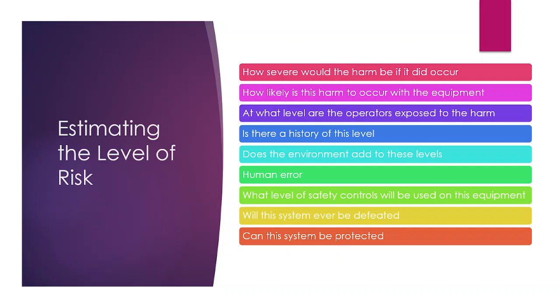Will this system ever be defeated? Again, we talked about improper use of the equipment. We need to countermeasure that long before it ever happens. Can this system be protected? And again, that's the countermeasure completion there. But we bring all of these into this, and then we list out our type of severity of harm.